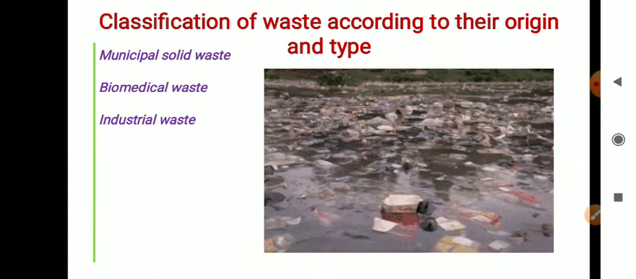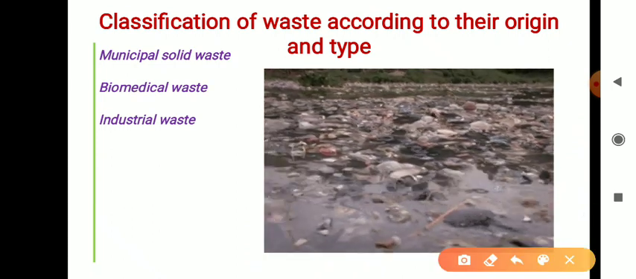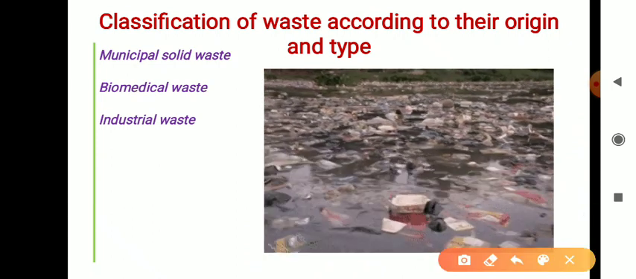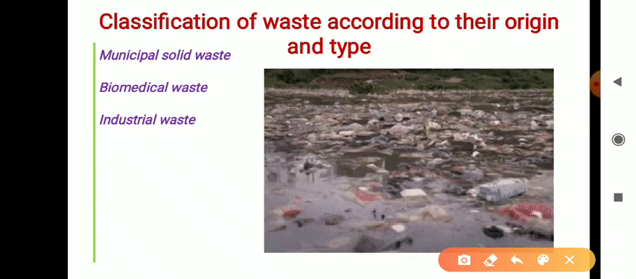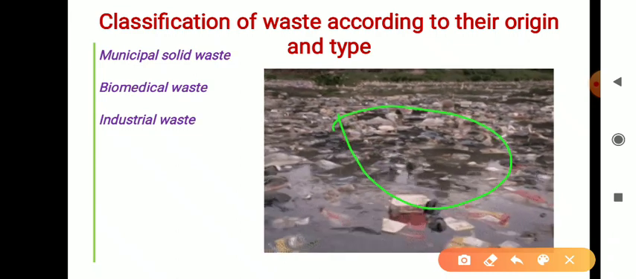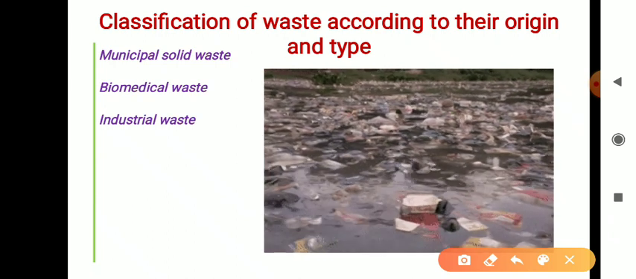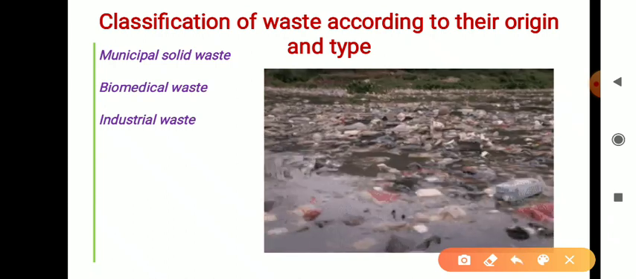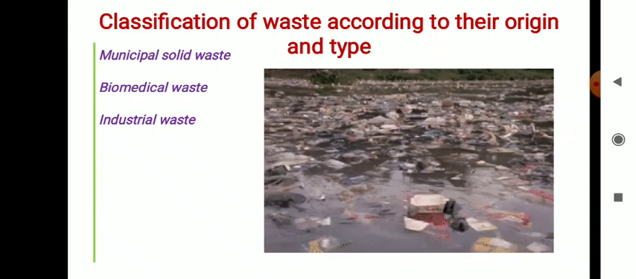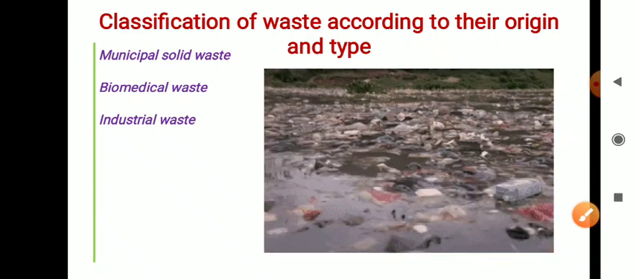Third one is industrial waste. Industrial waste is the waste produced by industrial activities, which includes any material that is rendered useless, the material which is useless during the manufacturing process. This is known as industrial waste.